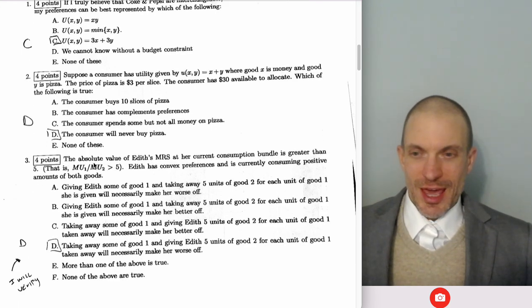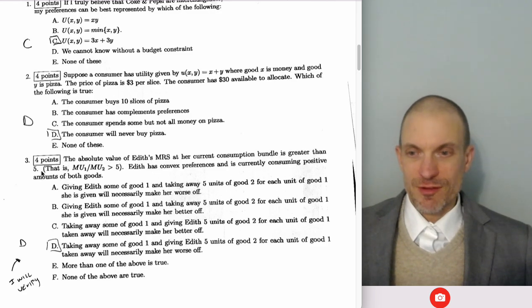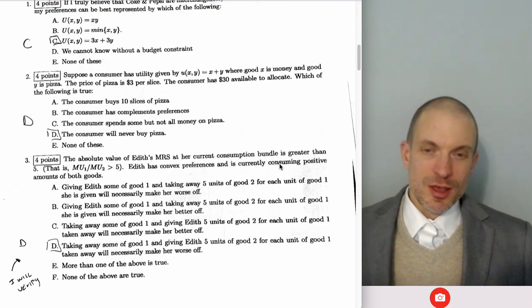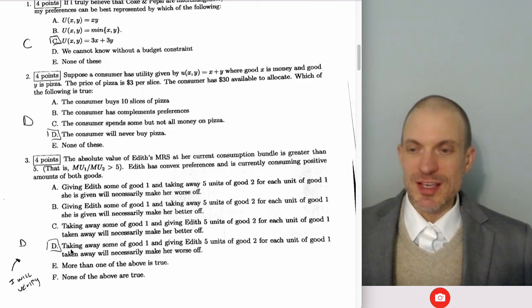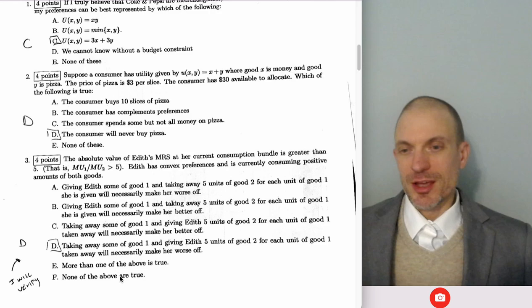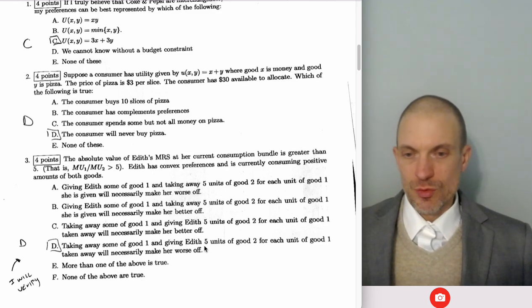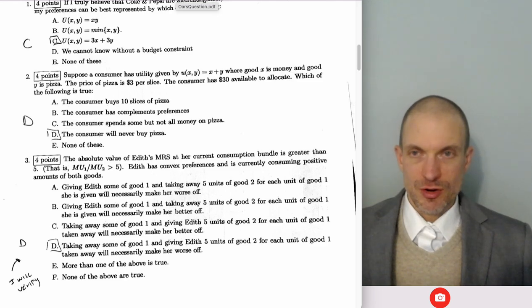All right, question 3. The absolute value of Edith's marginal rate of substitution at the current consumption bundle is greater than 5. So MRS, marginal utility of 1 divided by marginal utility of 2, is greater than 5. Convex preferences tells us we have something kind of like Cobb-Douglas. Currently consuming positive amounts of both goods tells us we have an interior solution. The answer is indeed D. Taking away some of good 1 and giving Edith 5 units of good 2 for each unit will necessarily make her worse off. I'm not going to go through each of these here, but I'll show why D is correct. You can do a similar argument to verify that the rest are incorrect.